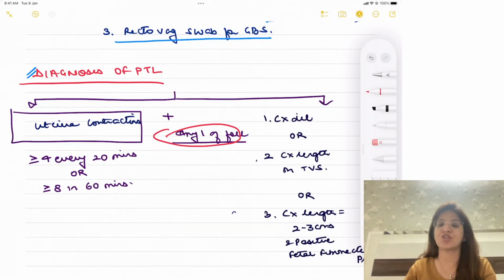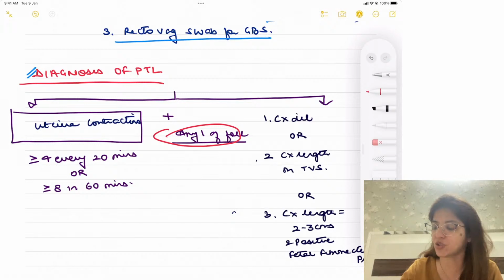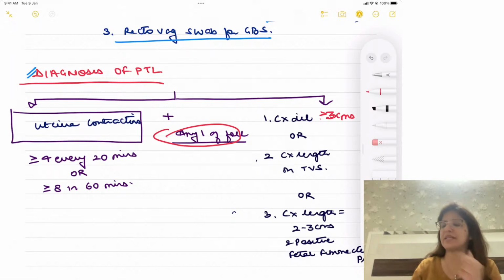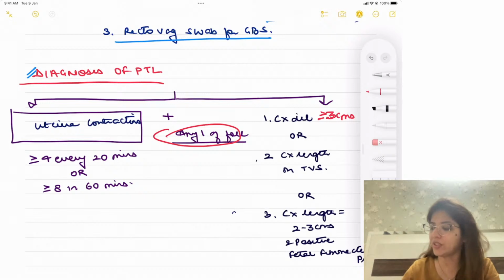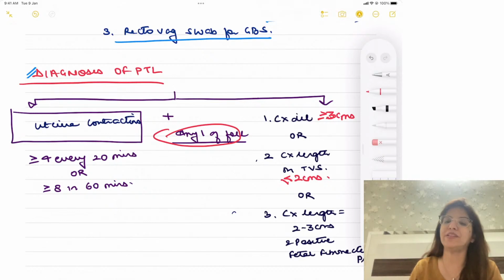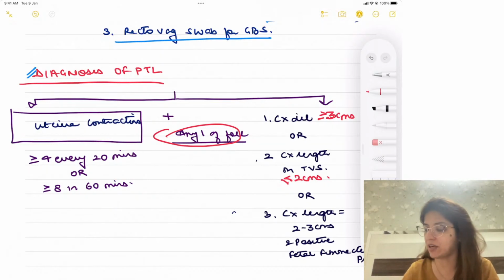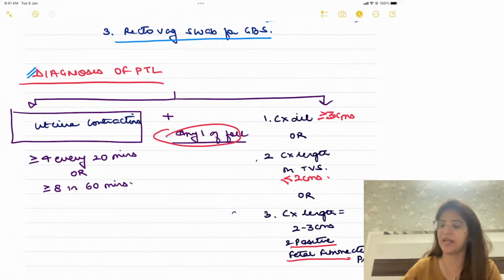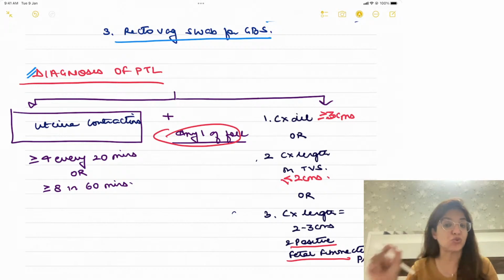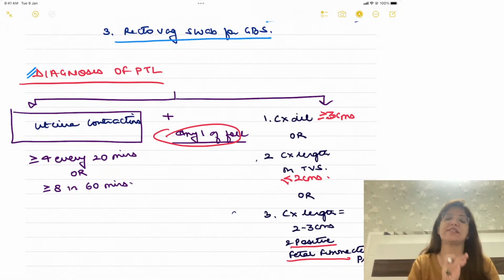So uterine contractions plus either dilatation of the cervix more than or equal to 3 centimeters, or length on TVS less than or equal to 2 centimeters, or if length is between 2 to 3 centimeters, then a positive fetal fibronectin protein. That is why I told you that if the length of the cervix is between 2 to 3 centimeters and dilatation is less than 3 centimeters, definitely you should be taking a cervico-vaginal swab for fetal fibronectin proteins.